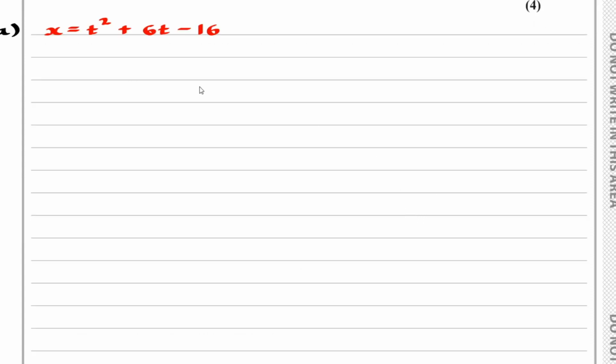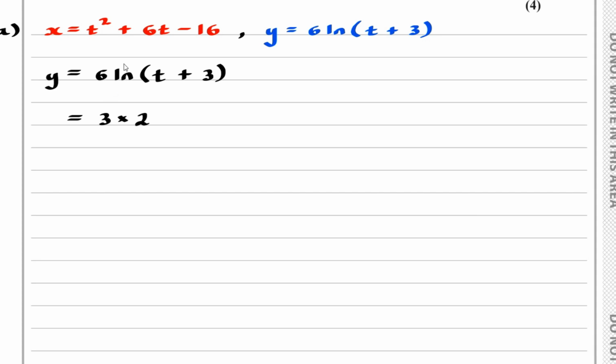Part A, we have x equals t squared plus 6t subtract 16. We have y equals 6 times the natural log of t plus 3. And we want y in terms of x. So we begin with y equals 6 times the natural log of t plus 3. And this 6 we can rewrite as 3 times 2. So we have 3 times 2 times the natural log of t plus 3. And if I use the power law of logs, what this is equal to is 3 times the natural log of t plus 3 squared.